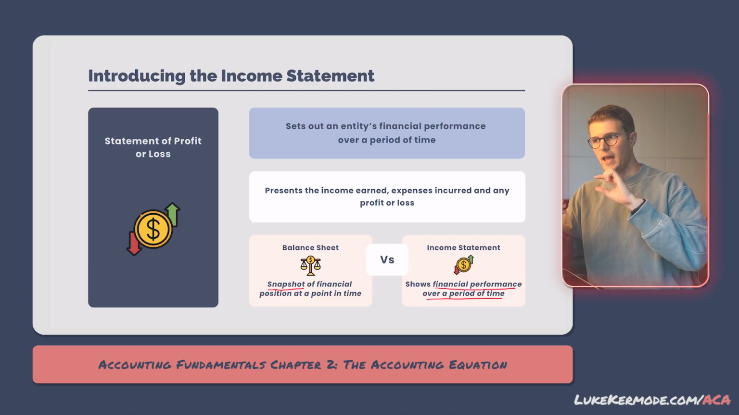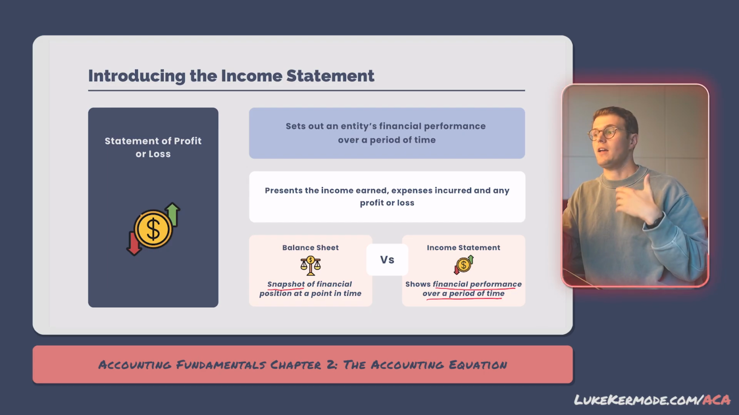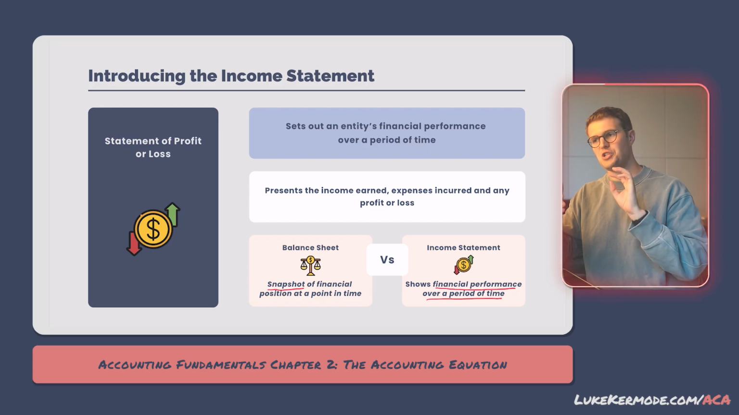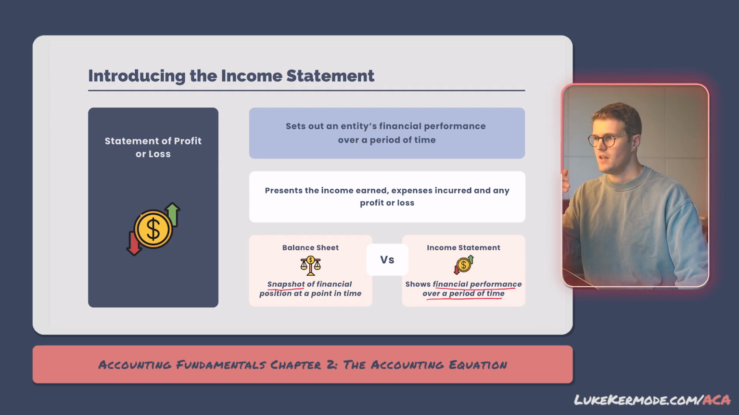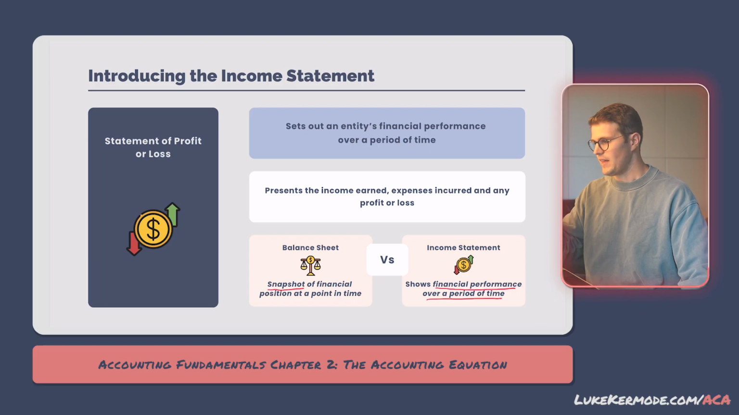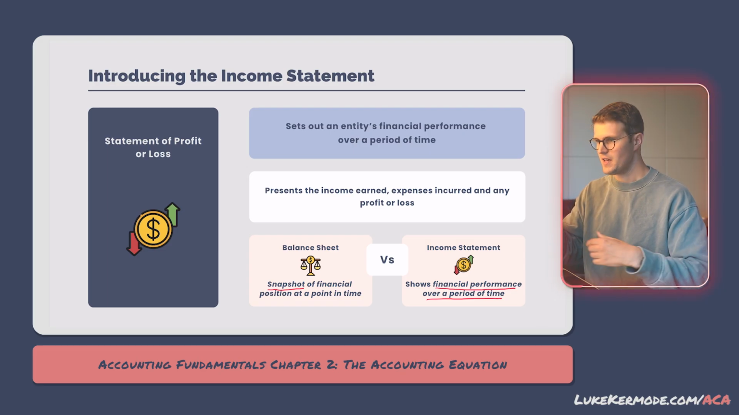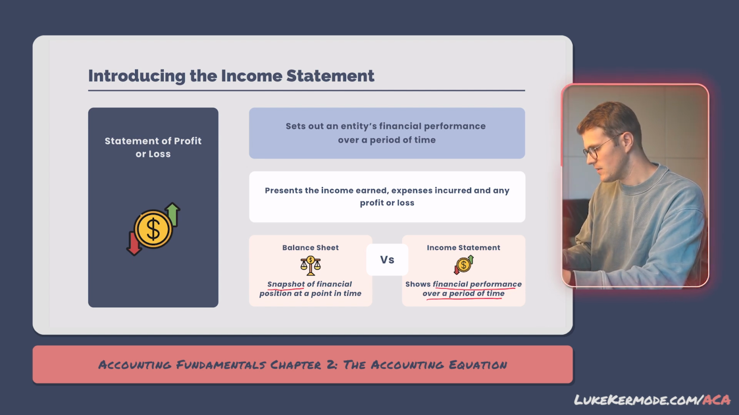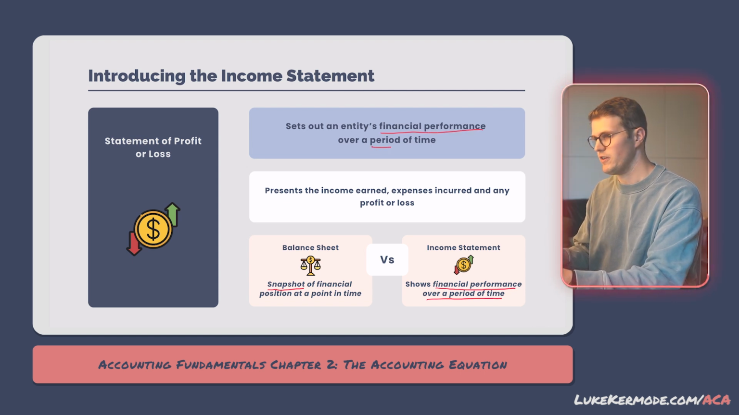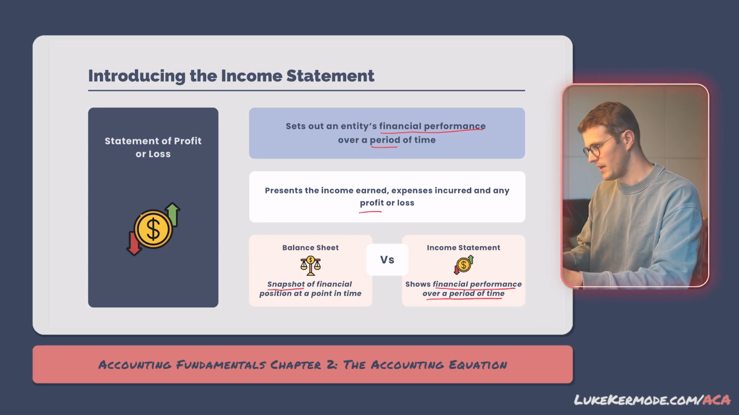This means that income is recorded when it's earned and expenses are recorded when they're incurred, not necessarily when the cash is received or paid. This approach ensures that income is matched against the expenses that relate to earning that income. The key question the statement of profit or loss helps to answer is, how well did the business perform financially during the period? Was it profitable or was it loss-making?